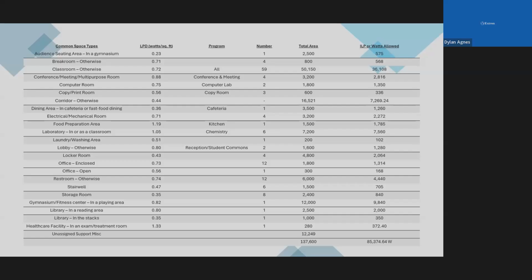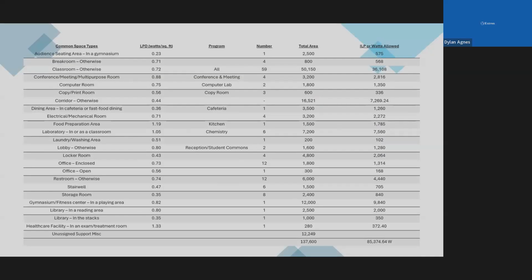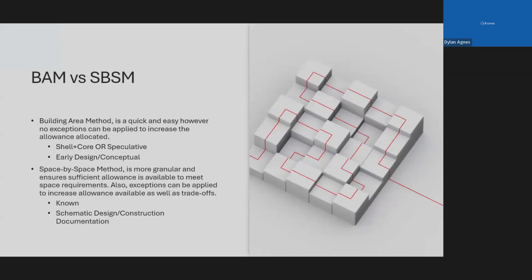Then using that same equation from earlier, we get our watts allowed, or interior lighting power. With the space by space method, we get 85,374.64 watts to spend. I'll go into more of the math in a little bit. But comparing the two, the building area method is quick and easy. However, there are no exceptions, so you get what you get. That's your allotted allowance, and if you don't budget correctly, you're kind of SOL.